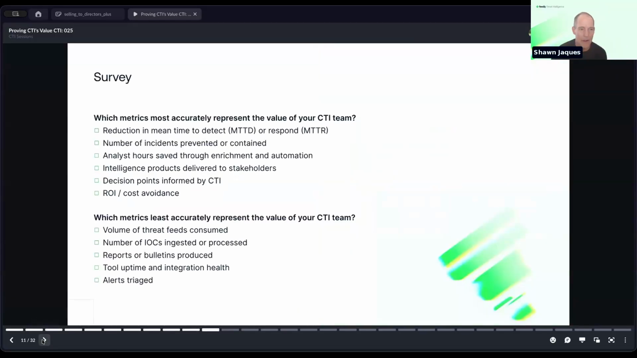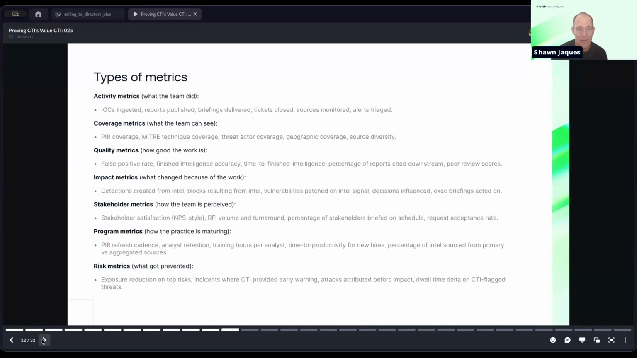All right, let's move on. You know what? I had two surveys, but I didn't enter them as surveys, so people can't ask them. So let's just go. Dave, you want to talk about the different kinds of metrics?